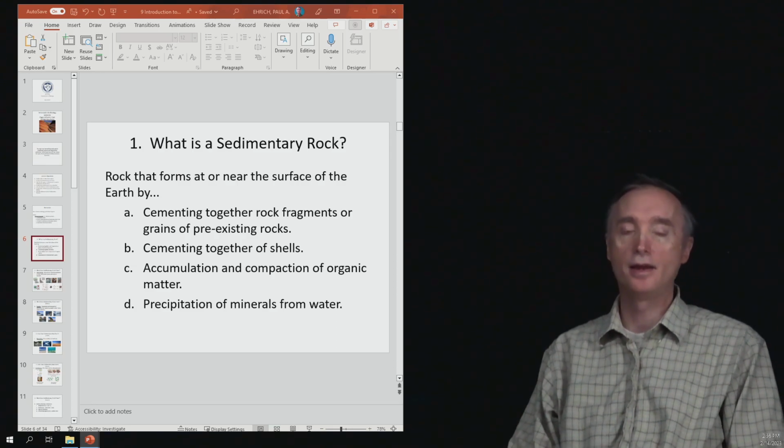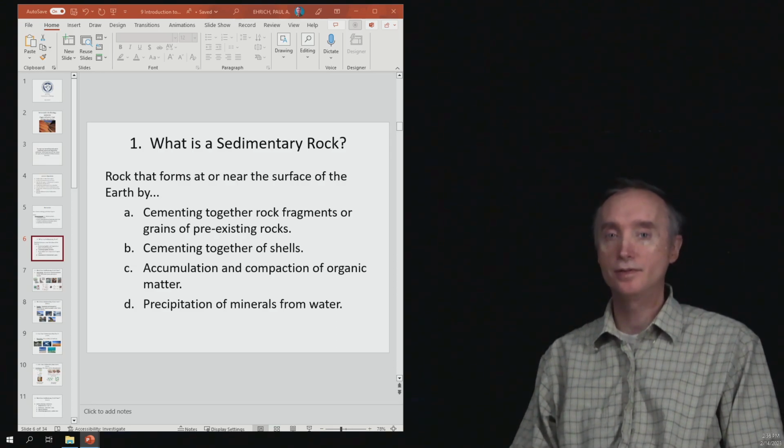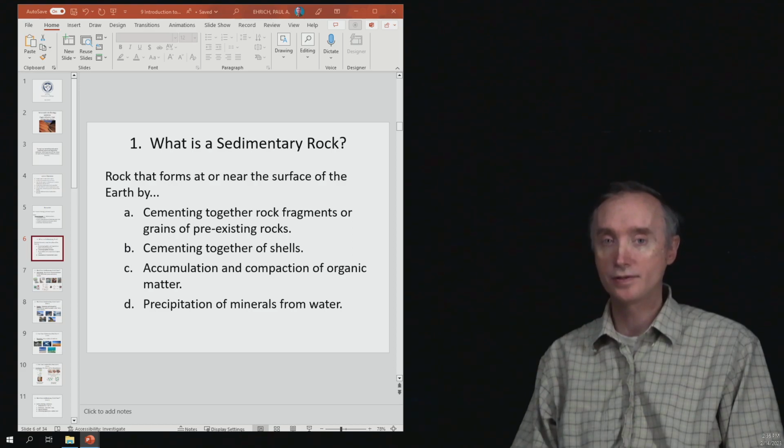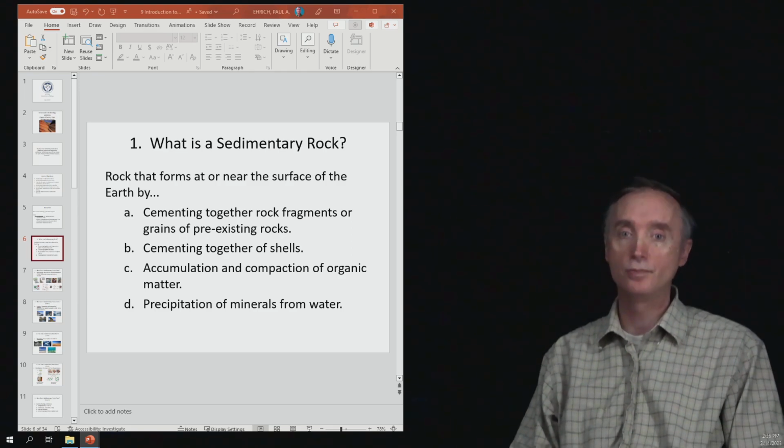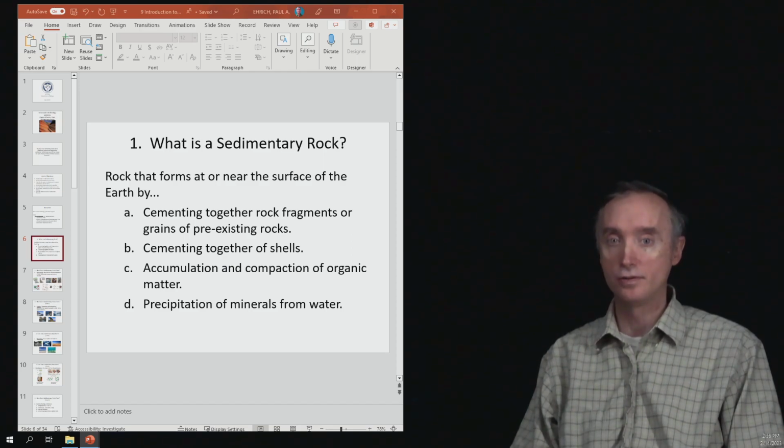Okay, I'm back, and so now we're going to talk about what the definition of a sedimentary rock is. It is a rock that forms at or near the surface of the earth by the cementing together of rock fragments or grains of pre-existing rocks. It could also be the cementing together of shells.